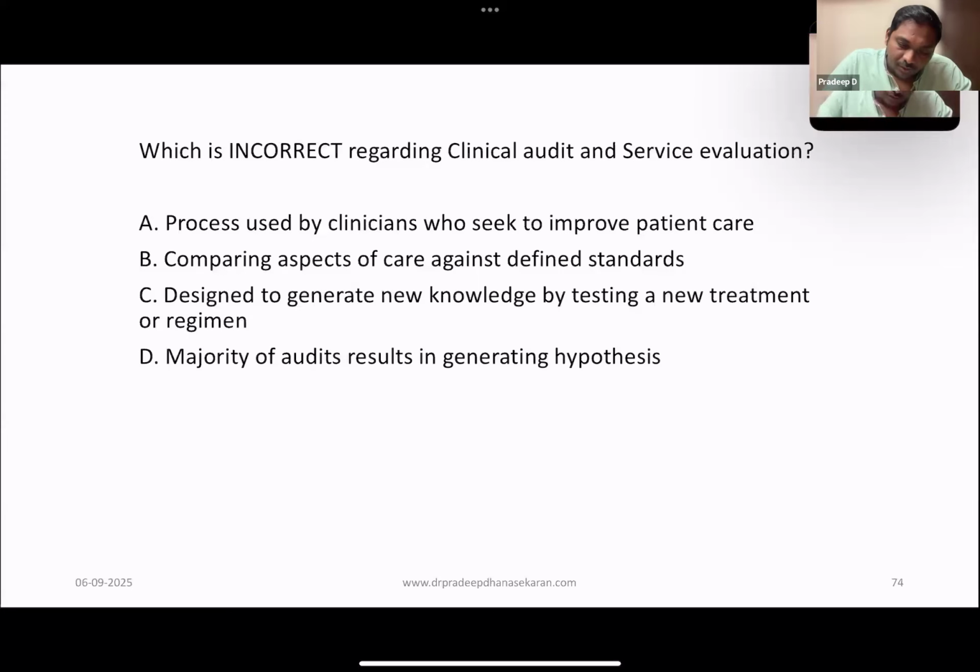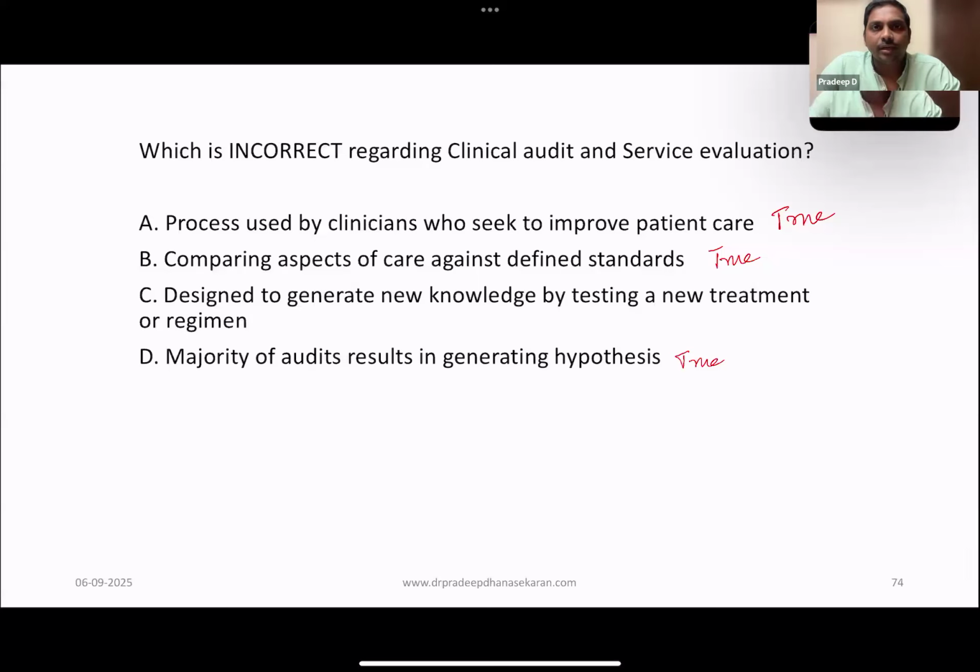So, who seek to improve patient care? This is a true statement. Comparing the aspects of care against defined standards, that is also a true statement. It is designed to generate new knowledge by testing a new treatment or regimen. Generating new knowledge by testing a new treatment or regimen is the work of a randomized control trial, which helps identify the causal association. And the majority of audits result in generating a hypothesis. That is a true statement.